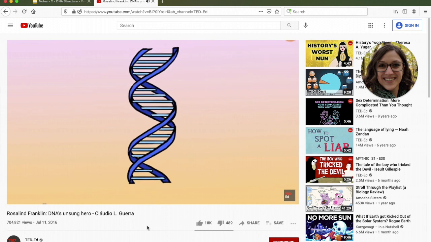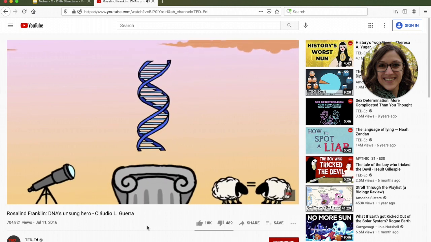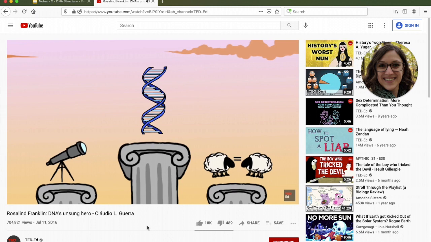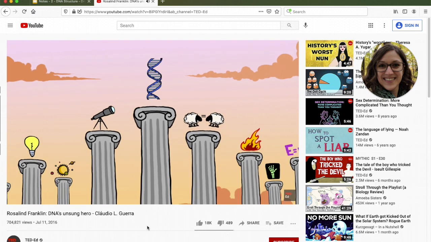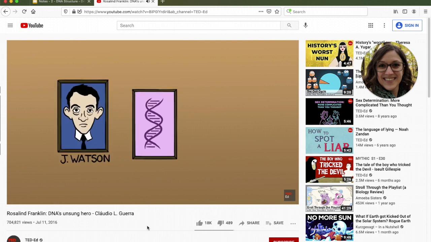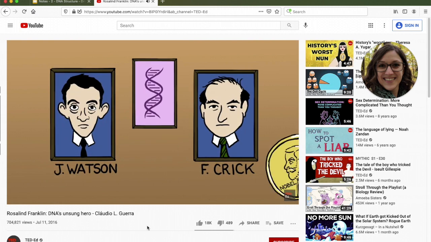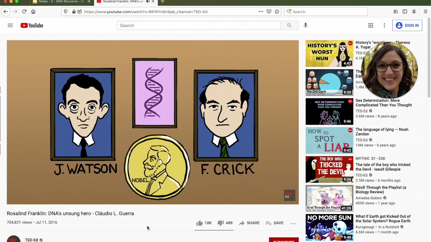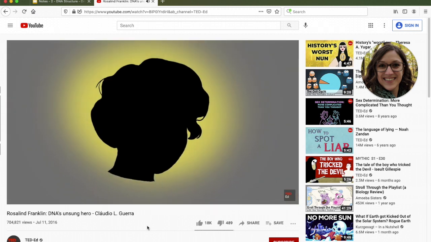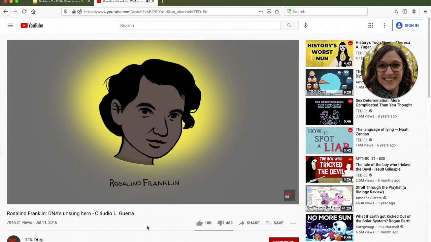The discovery of the structure of DNA was one of the most important scientific achievements in the last century, in human history, in fact. The now famous double helix is almost synonymous with Watson and Crick, two of the scientists who won the Nobel Prize for figuring it out. But there's another name you may know too, Rosalind Franklin.